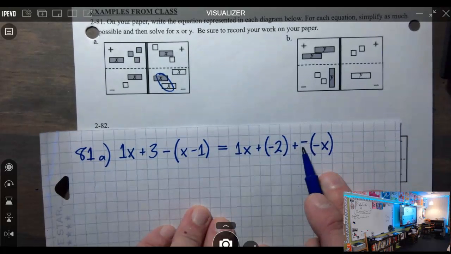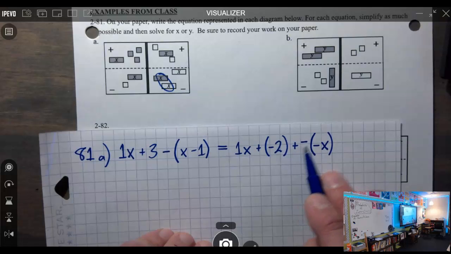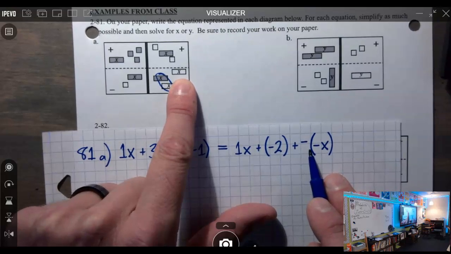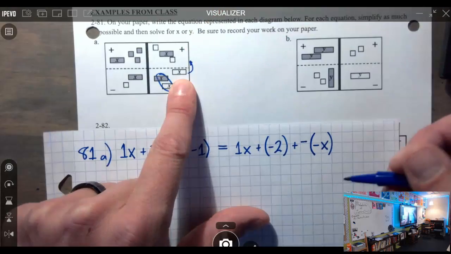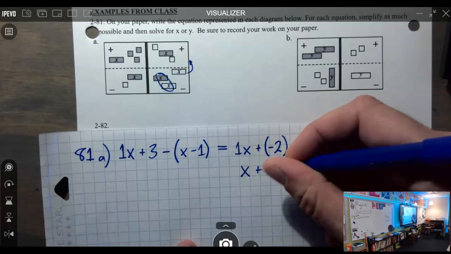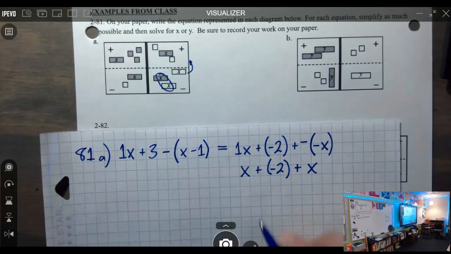This doesn't look great, but it's okay, right? I'm writing in pen, right? That's the issue. So because I'm writing in pen, I mean, I know this is the opposite of, what is this really going to become? Positive, right? When I slide it up here, it's going to really become positive x. So really, I have x plus negative 2 plus x. I could simplify that right side.